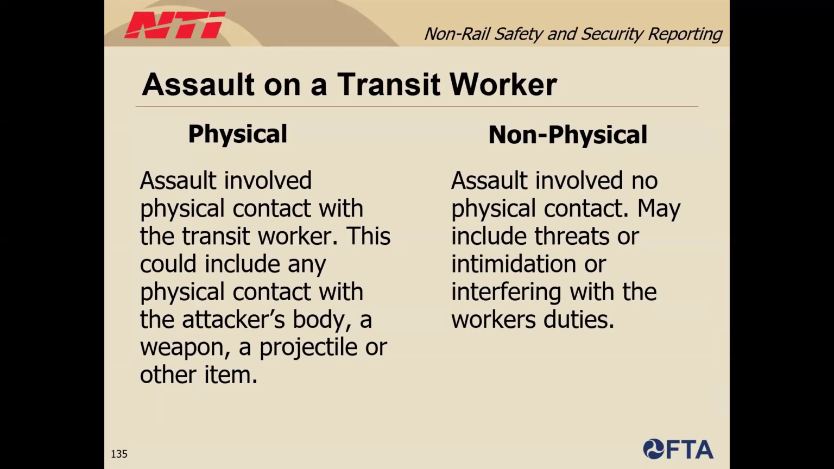Again, there are two terms used to collect assault types. These terms classify the assault as a physical or a non-physical assault. In a physical assault, the assailant makes contact with the worker or may use an object, weapon, or projectile to do so. Projectiles may include, but are not limited to, bullets, any liquid, the assailant's saliva, or any substance. In non-physical assaults, there is no physical contact with the worker. Non-physical assaults could be verbal threats, harassment, or interference with a worker's duties.